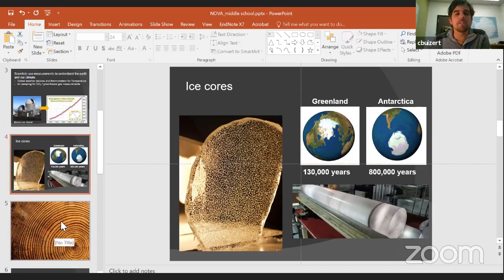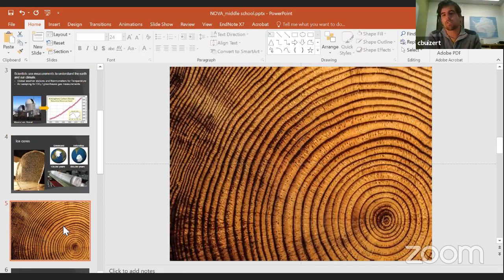The reason is, it's similar to a tree. Everybody is probably familiar with tree rings. When you cut down a tree, every year a tree grows a little layer, and you can count the number of layers to find out how old that tree is. The same thing happens in Antarctica. Every year it snows in Antarctica, so every year we get a layer of snow. But because it's so cold, that snow never melts. And so the snow piles up, and it piles up, and it piles up. Every year we get a new layer of snow.